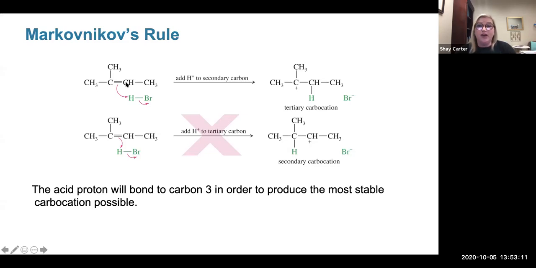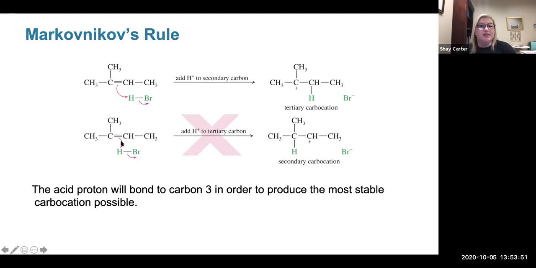But if we use Markovnikov's extended rule and we think, why is this going to happen? Our carbocation is going to form on this carbon because it is the most substituted carbon. At that point, it will be a tertiary carbocation. It will have 1, 2, 3 carbons attached to it, whereas this carbon will only have 2, and then it will have a hydrogen. So the hydrogen is going to go on this side of the double bond. The carbocation will end up on this side of the double bond, and then also the bromine will end up on this side of the double bond.